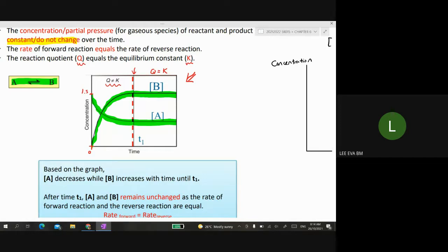Your Q will equal K. Your rate forward and rate reverse are equal. And then the concentration of both A and B remain constant. So this is the three characteristics of those.